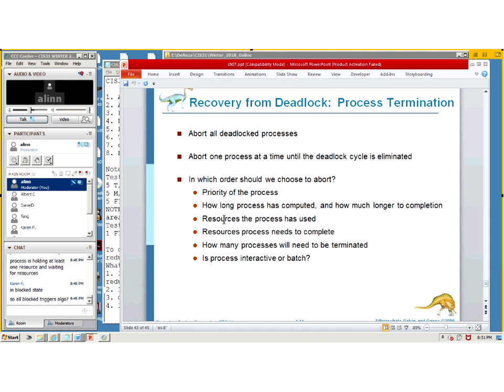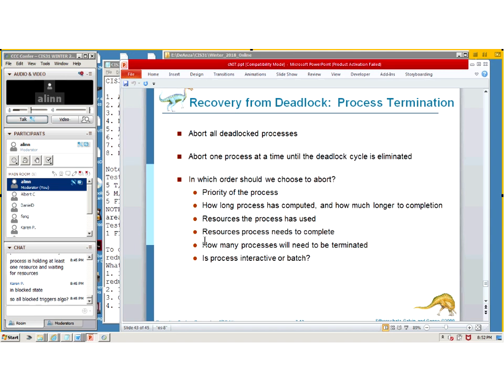Resources the processes use. You could base it on that. Remember we talked on the avoidance side. It had need of 6, and maybe it's giving them up. So you could use that. Resources the process needs to complete. How many are needed? Once again, you really don't know these things in advance.